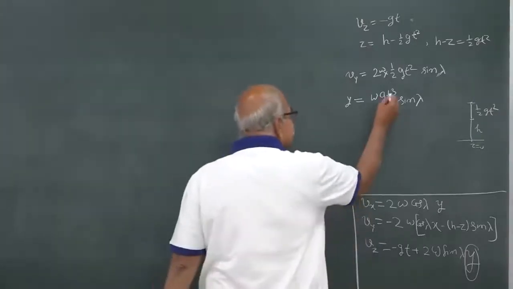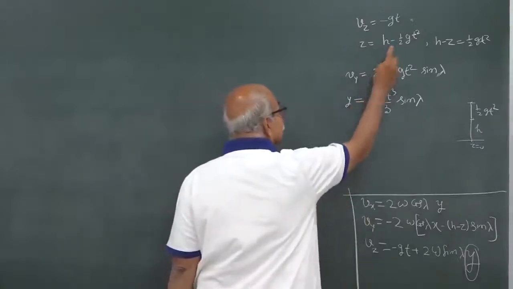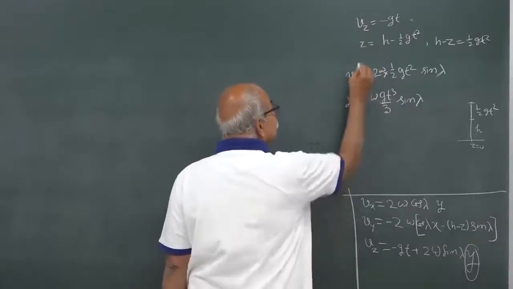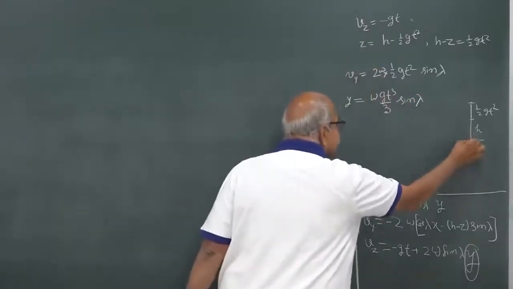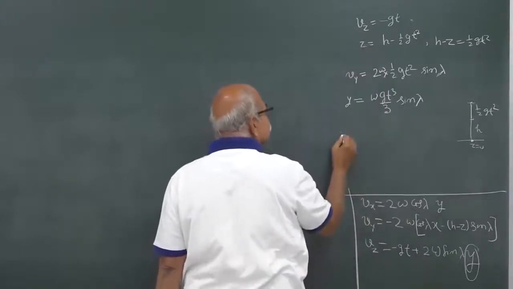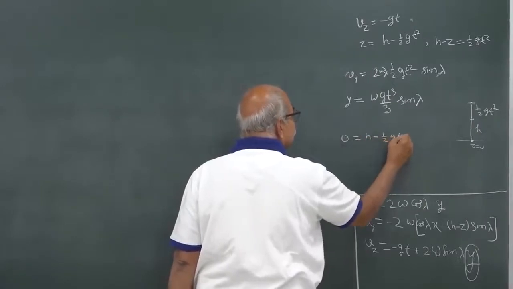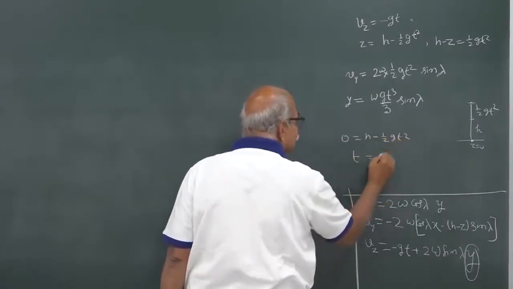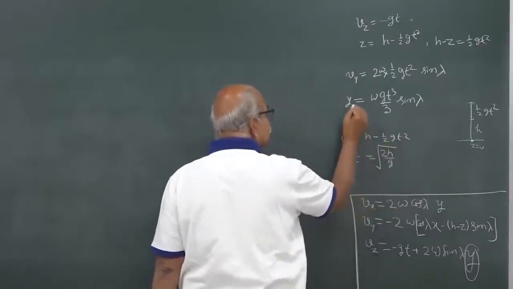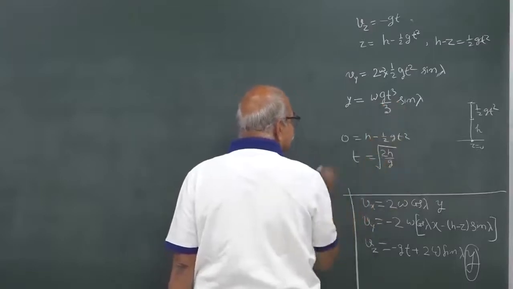So we can put some numbers. This you can write in terms of height also, because we know this equation. When z is 0, when does it reach the ground? When z becomes 0. So 0 is equal to h minus half g t square, and therefore t is equal to the square root of 2h by g. So if you write this in terms of h, in place of this t, you will be writing this.